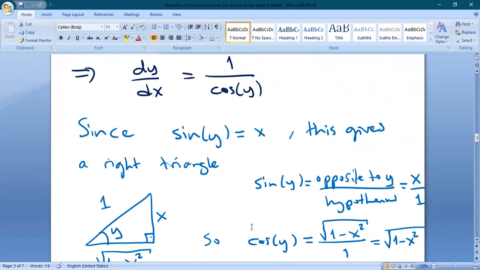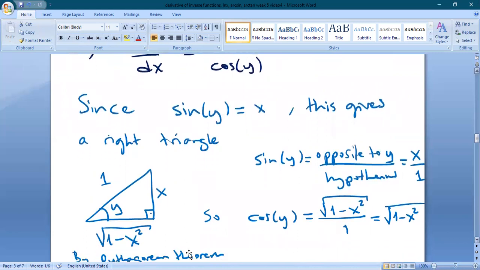So draw a right triangle, put the angle y. If sine of y, which is the opposite side to y over the hypotenuse, is x over 1, then write 1 for the hypotenuse and write x for the opposite side to the y angle. And then from the Pythagorean theorem, we can find the third side, which will be square root of 1 minus x squared, which is square root of hypotenuse squared minus the other side squared.